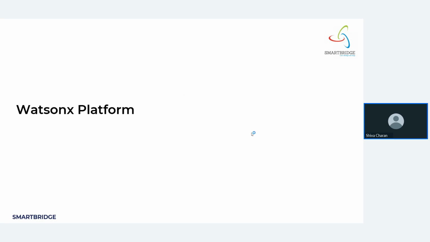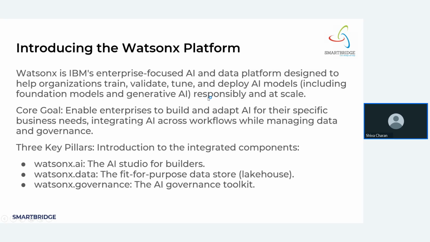So Watson platform. Coming into Watson, we're having a core goal and the key pillars. So we'll just start from here. Watson is an IBM enterprise focused AI and data platform, which is designed to help organizations train, validate, tune, and deploy the AI models, which includes the foundation models and the generative AI models also.